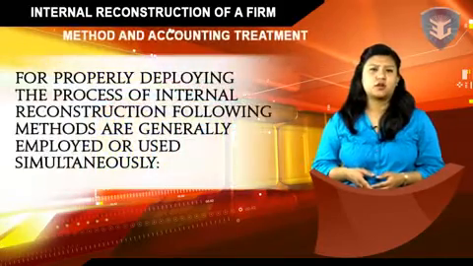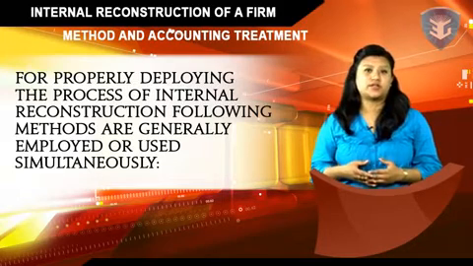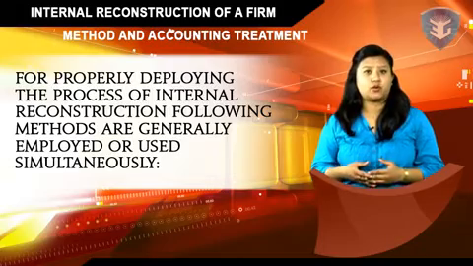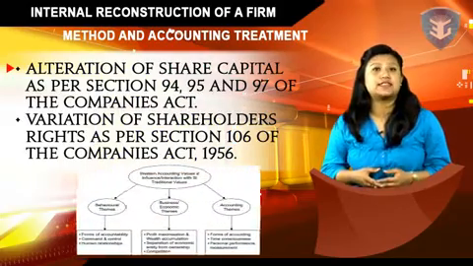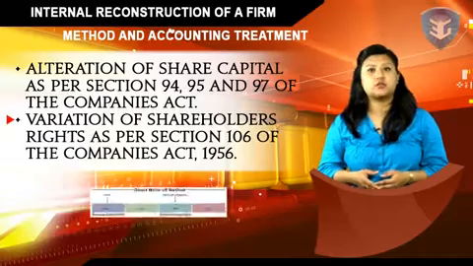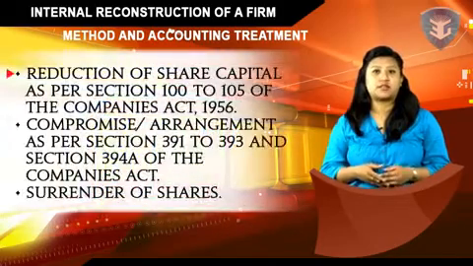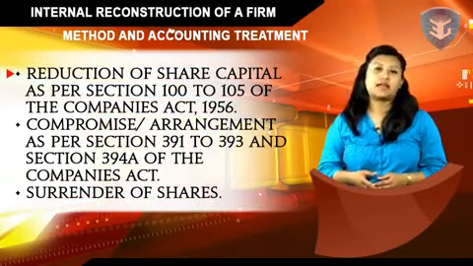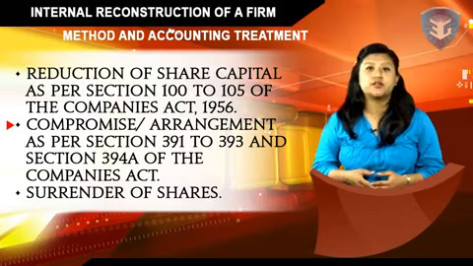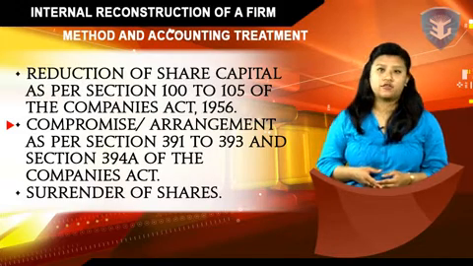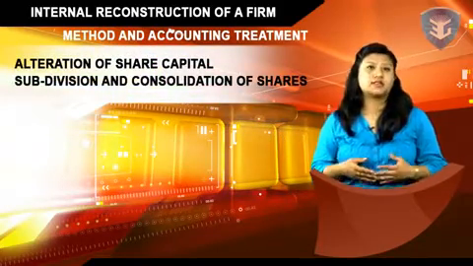Moving on to the next topic, we shall talk about method and accounting treatment. For properly deploying the process of internal reconstruction, the following methods are generally employed or used simultaneously. Alteration of share capital as per Section 94, 95 and 97 of the Companies Act, variation of shareholders' rights as per Section 106 of the Companies Act 1956, reduction of share capital as per Section 100 to 105 of the Companies Act 1956, compromise arrangement as per Section 391 to 393 and Section 394A of the Companies Act, surrender of shares.